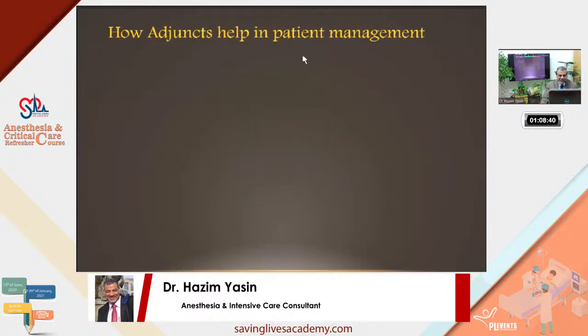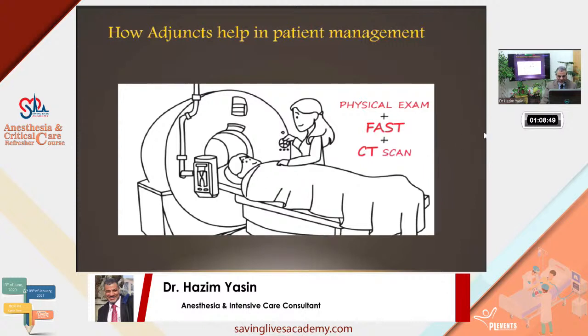How can adjuncts help us in the decision of OR laparotomy? By physical examination and by FAST examination with CT scan, the surgeon can decide if this patient is for exploratory laparotomy or not. Why CT scan after FAST? When we take the patient to the CT scan, never move the patient from the ED to any laboratory or radiological investigation until he is stable. If the patient is hemodynamically stable, we can take him for more radiological studies, to do angiography, to do CT scan, brain and chest and abdomen and pelvis and whatever.